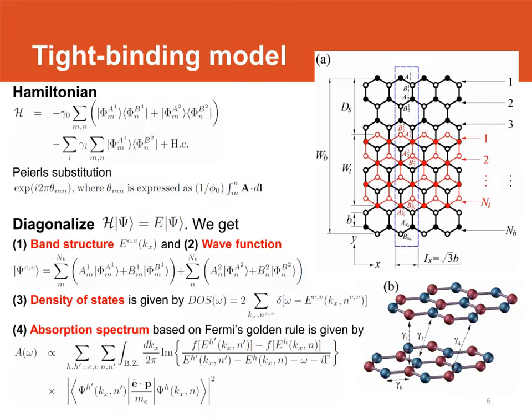The tight-binding model with spiral substitution is used in this study. The diagonalization of the Hamiltonian matrix yields the band structure and the wave functions. Then the density of states can be obtained. Also, the optical absorption spectrum is given by Fermi's golden rule.